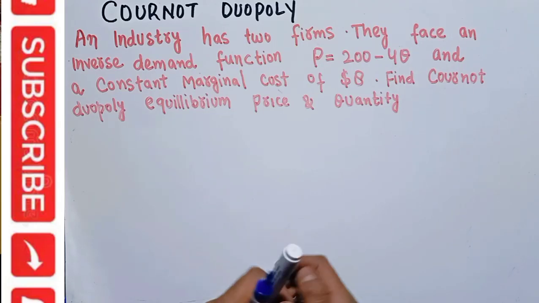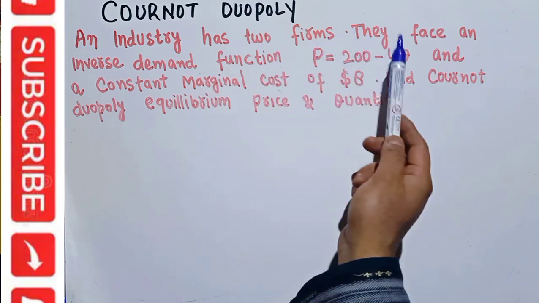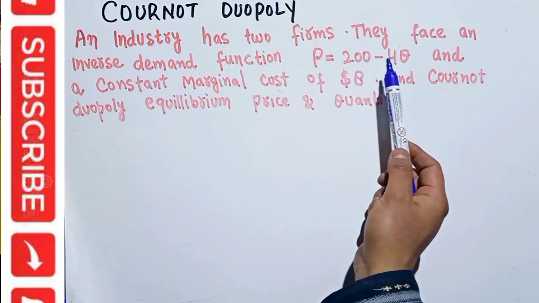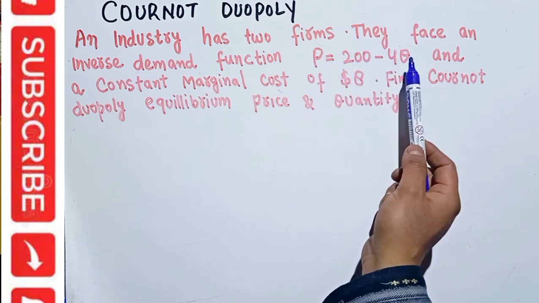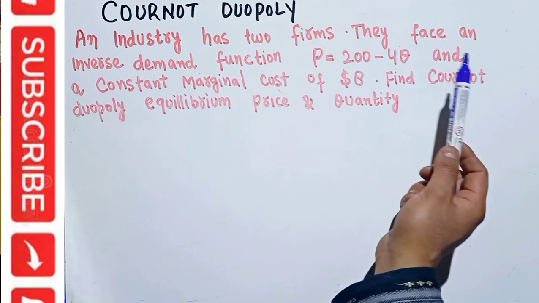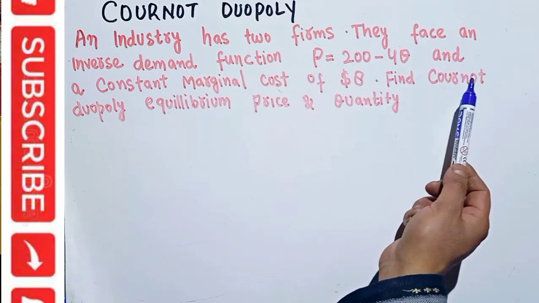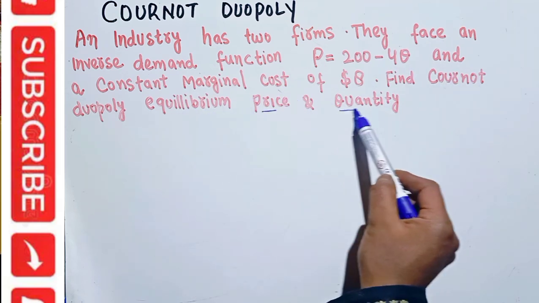Let us solve a question on Cournot duopoly. The question is, an industry has two firms. They face an inverse demand function as P is equal to 200 minus 4Q. P is the market price and Q denotes the total output produced by the two firms, and a constant marginal cost of $8. We need to find out the Cournot duopoly equilibrium price and quantity.